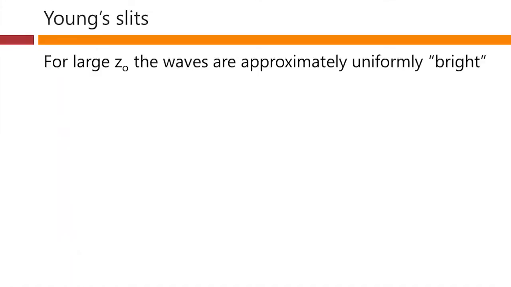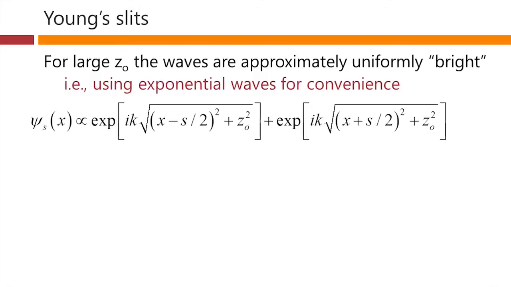Okay, so let's look at the waves that we're going to get in this simple calculation. We will presume for simplicity that at the screen, the waves from the different sources are approximately equally bright. The screen is a very long distance away compared to the separation of the sources, so we just presume that the waves from both of those are going to be equally bright. And so, using exponential waves for convenience, they're easier to work with, our wave on the screen is going to be proportional to the sum of two waves, one from the upper slit and one from the lower slit.